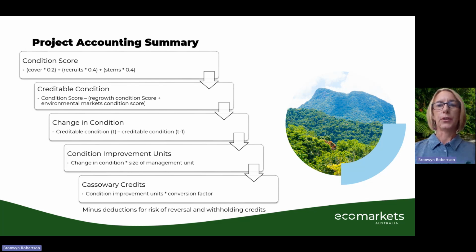Change in condition is determined by subtracting the creditable condition score at the previous monitoring event from the creditable condition score at the current monitoring event. Condition improvement units are calculated by multiplying the change in condition by the size of the project management unit. A conversion factor is then applied to convert condition improvement units to credits, and this allows for a standardisation of credit prices across potential future methodologies. Any deductions for risk of reversal buffer or temporary withholding credits are then applied. This has been a brief summary of the Cassowary Credit Scheme and the Rainforest Replanting Methodology, but the full scheme documents should be referred to for further details. Thank you very much.